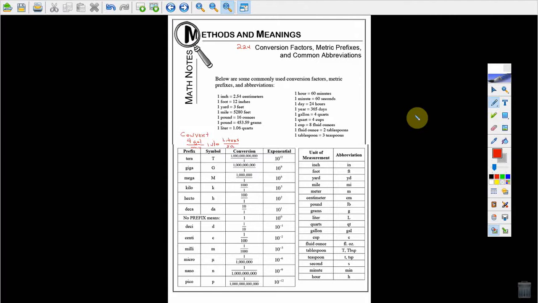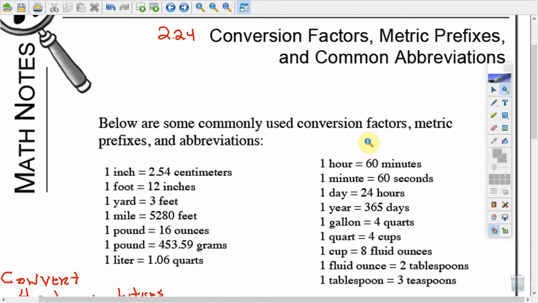Math Notes 2.2.4, conversion factors, metric prefixes, and common abbreviations. This Math Notes is going to be a lot of copying on your part. So you're either going to want to pause this video quite a bit and copy these conversion factors down, or go to your book and copy them down from there. But one way or another, they need to make it into your notebook so that they're around when you have the next test or quiz.